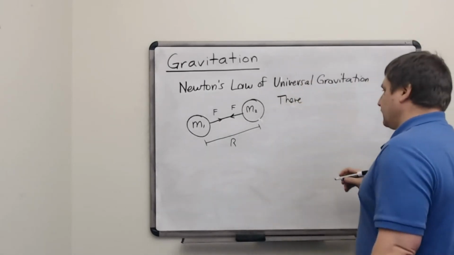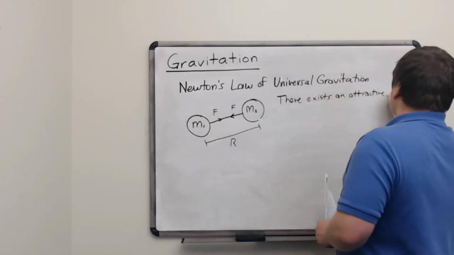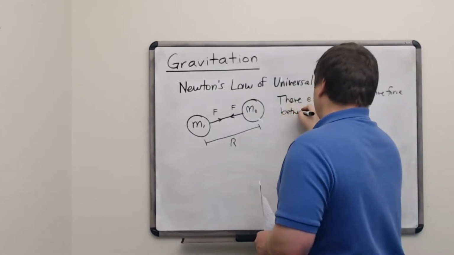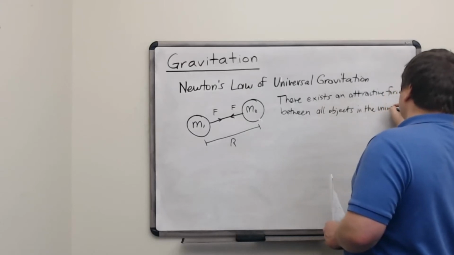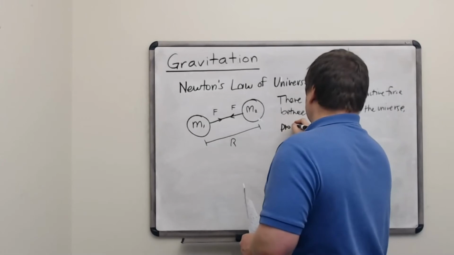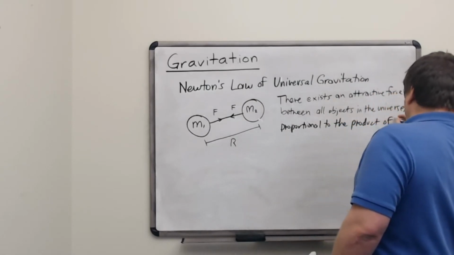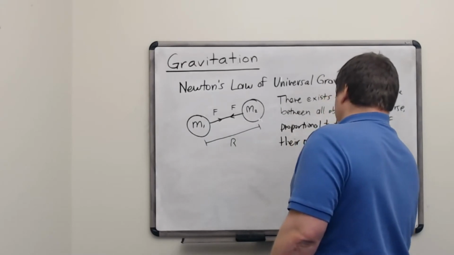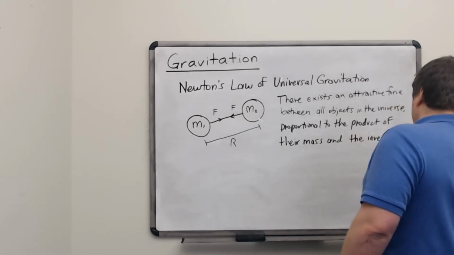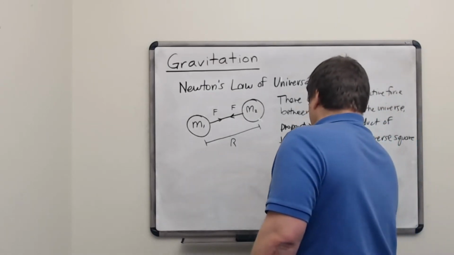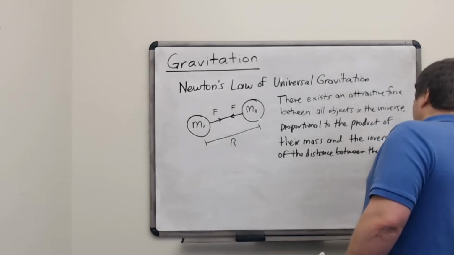A statement of Newton's law of universal gravitation goes like this: there exists an attractive force between all objects in the universe proportional to the product of their masses and the inverse square of the distance between their centers.